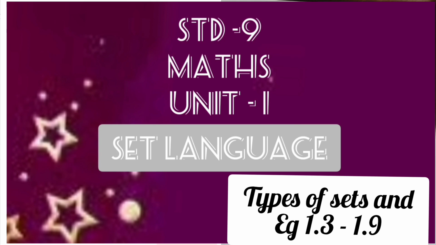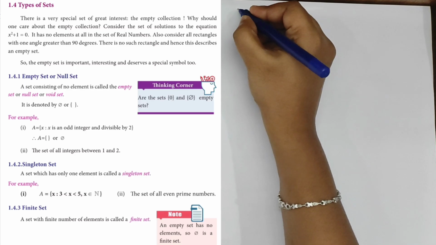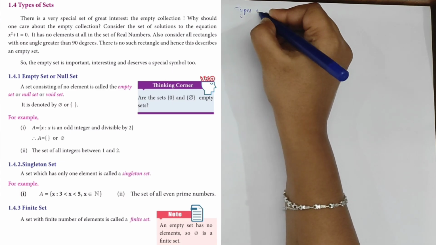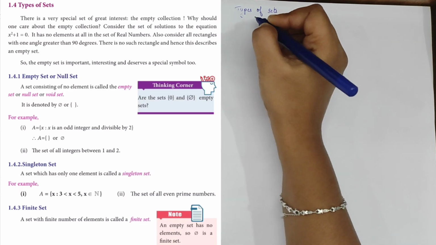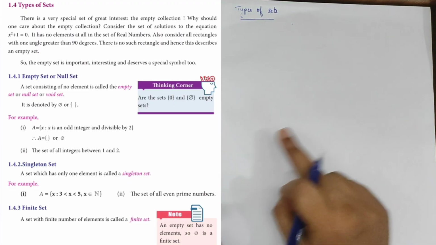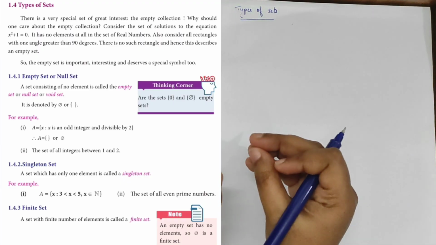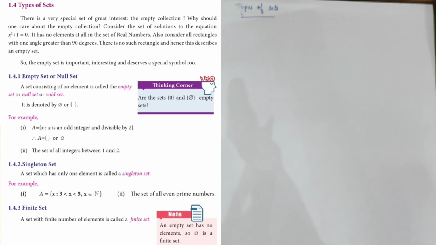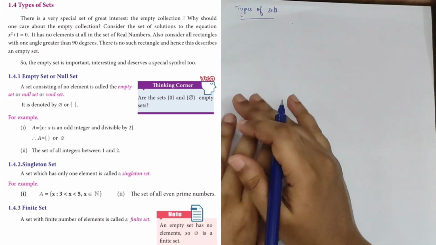So today we are going to see the types of sets and a few examples. Okay, so types of sets. In maths, not all sets look the same. Some may have no elements, some may have just one, or some may have many. So based on this, we name them in different ways.